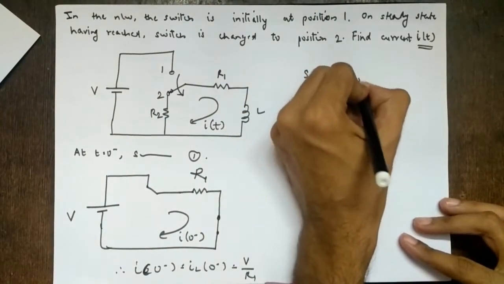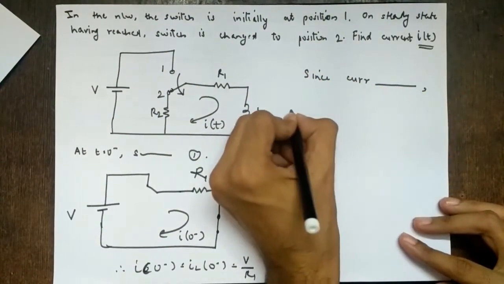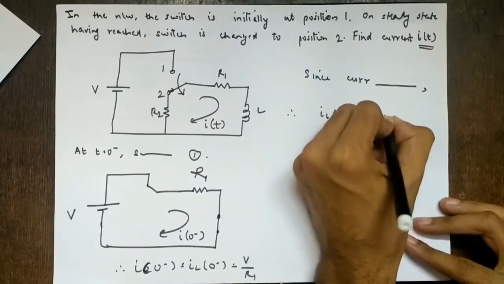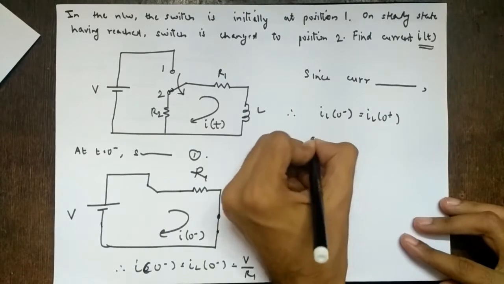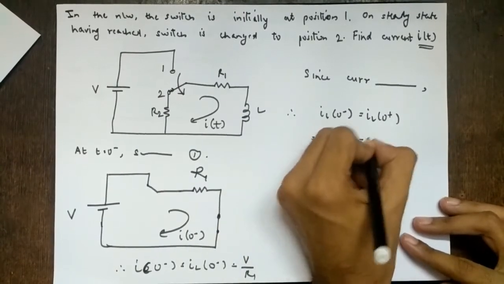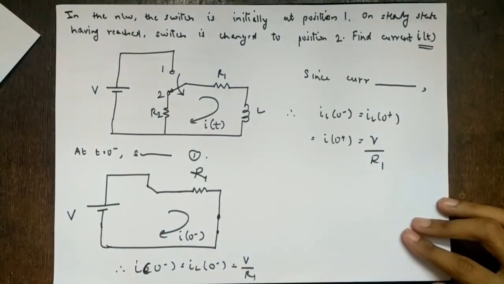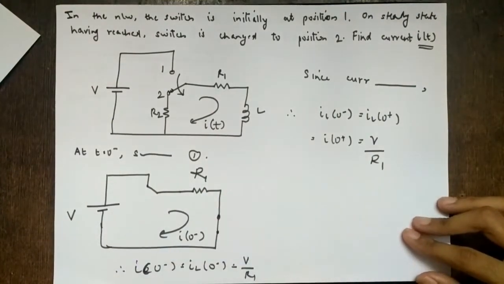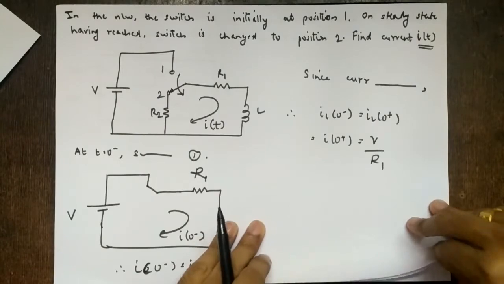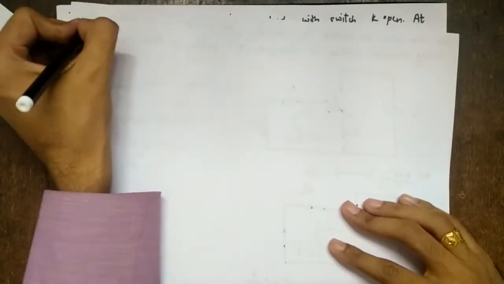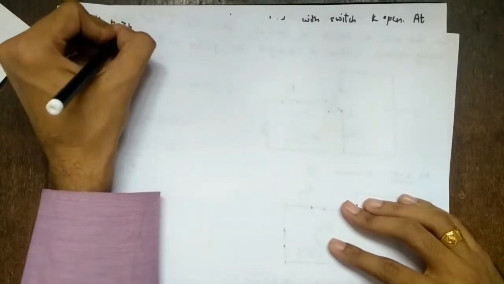Since current through an inductor does not change instantaneously, therefore IL of 0 minus equals IL of 0 plus equals I of 0 plus equals V by R1, right? If you write this, there is no need to draw a diagram. So next, we are done with 0 minus, we are done with 0 plus. So let's do it for t greater than 0.